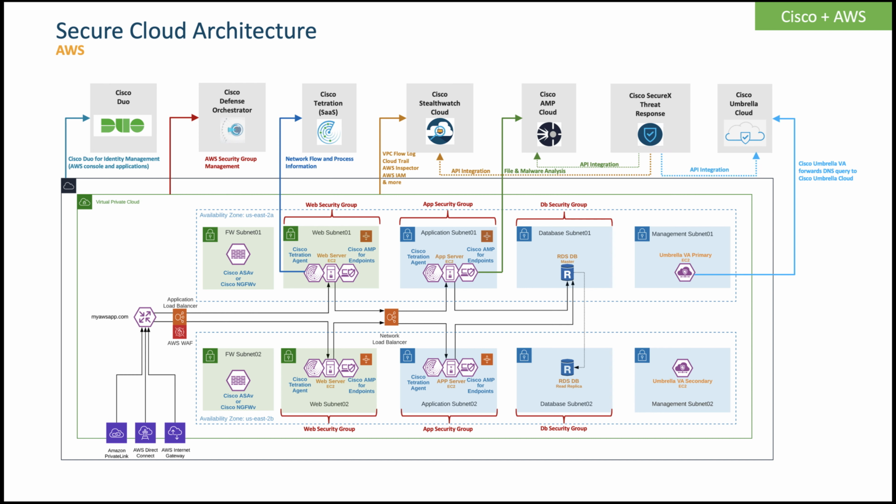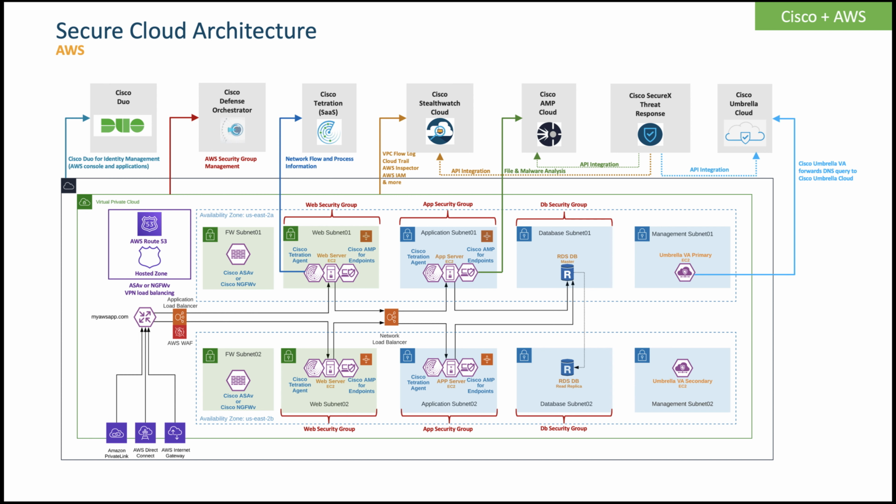Then you can also use Cisco SecureX threat response, which will get feeds from Stealthwatch Cloud, AMP, and Umbrella using API integration. So you can use this for your threat hunting.